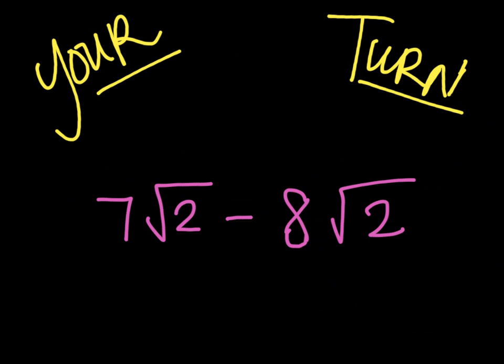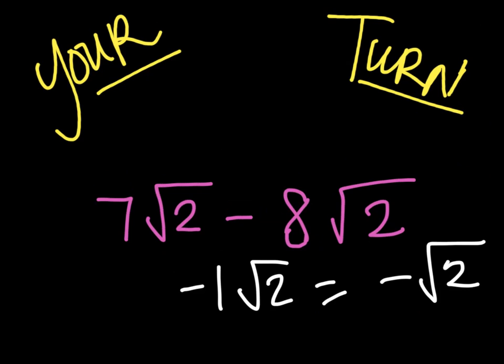Here is your turn on this little mini concept. Go ahead, show your work, and then check in with me once you're done. Pause the video, and then check your answer. Alright, you should have gotten an answer of 7 minus 8, which is negative 1 square root of 2. You might see it written like this as well. That would be the simplified version, but either is acceptable.